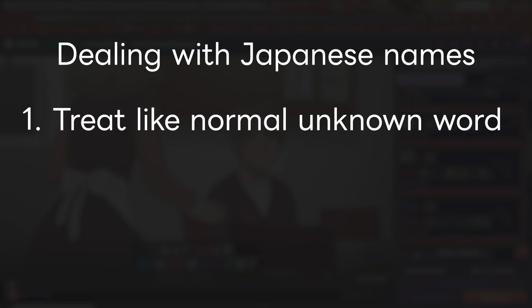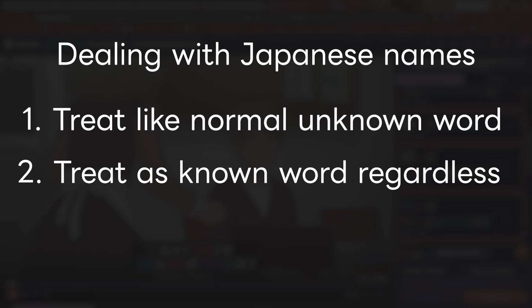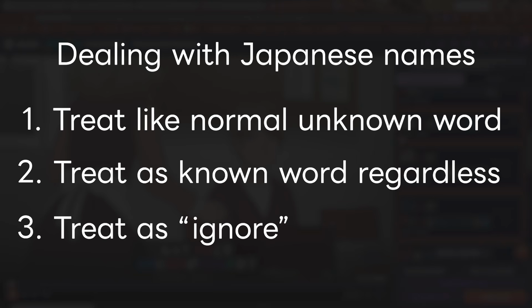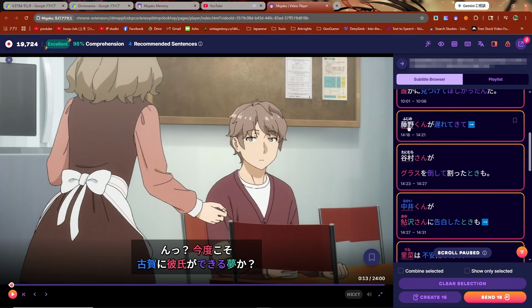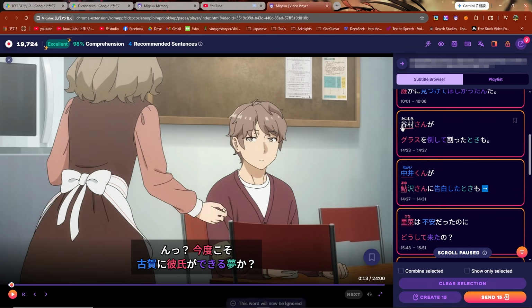Leave them red and mine them into Anki to learn the kanji reading, press 3 to mark them as known, or press 4 to ignore them entirely. Personally, I don't treat names as words, so I press 4. This way, Migaku won't count it as a word and also won't suggest it for mining.